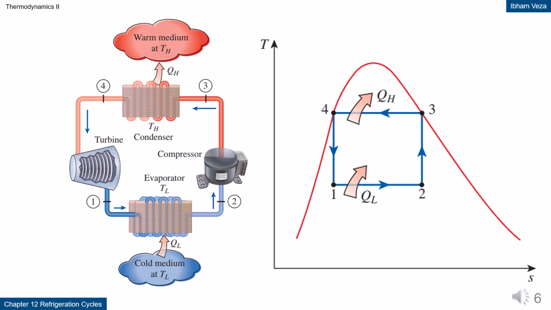Reversed Carnot refrigerator. This diagram shows the reversed Carnot cycle operating as an ideal refrigeration cycle. Heat is absorbed from a cold reservoir at low temperature and rejected to a hot reservoir at high temperature. The process consists of two isothermal and two isentropic processes. This cycle serves as the theoretical benchmark for maximum possible performance. No real system can exceed this performance.